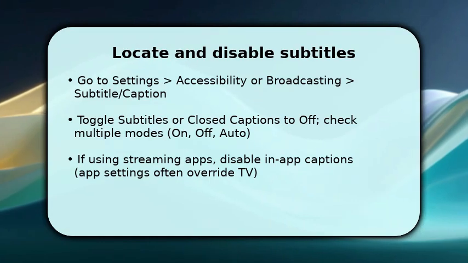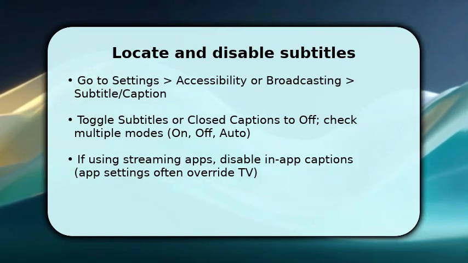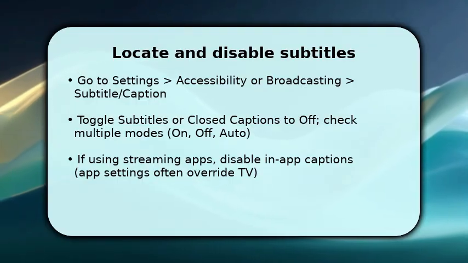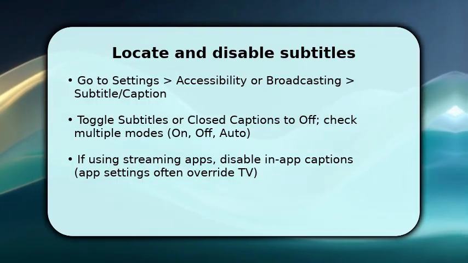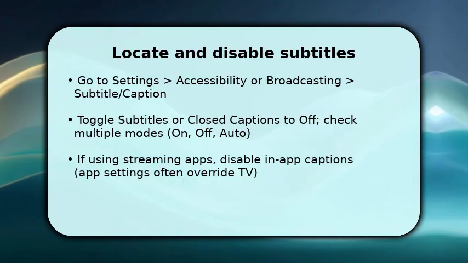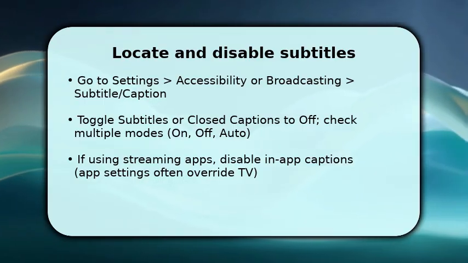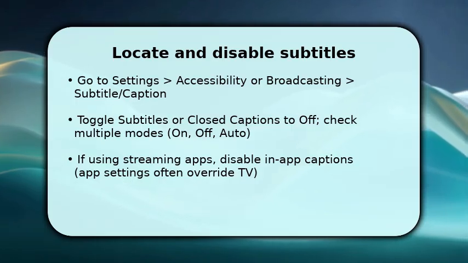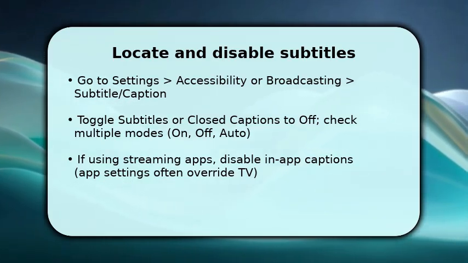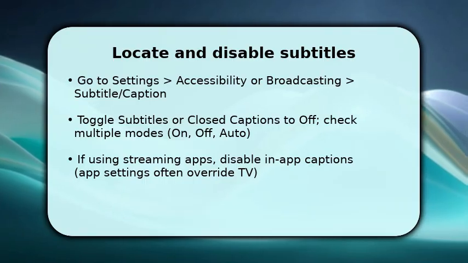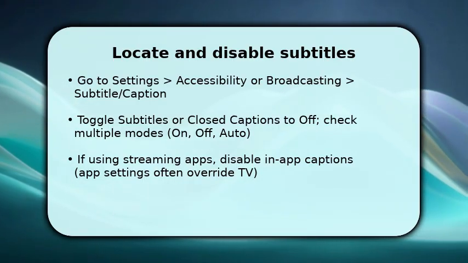Now locate the actual subtitle control. In Accessibility, look for Subtitles or Closed Captions. In Broadcasting, it might be labeled Subtitle Settings. Select Subtitle and change the setting to Off. If you see Auto, switch it to Off explicitly because Auto can re-enable captions. For live TV, also check Broadcasting Subtitle Language.